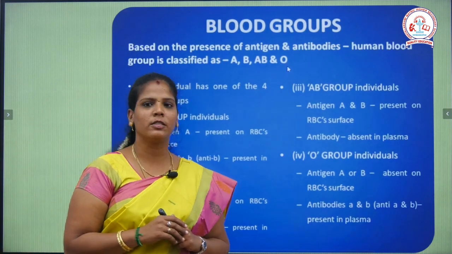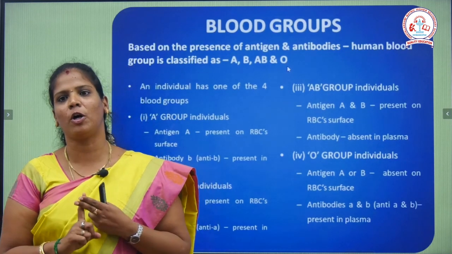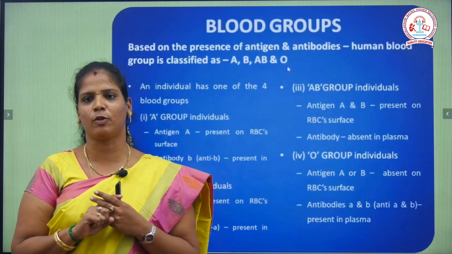The blood groups, how can we classify them? It is of 4 types: A, B, AB and O. These are the common blood groups which can be found in humans.